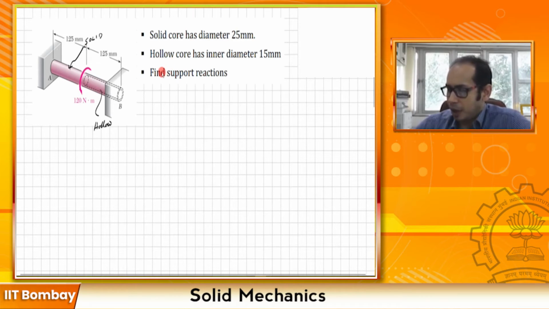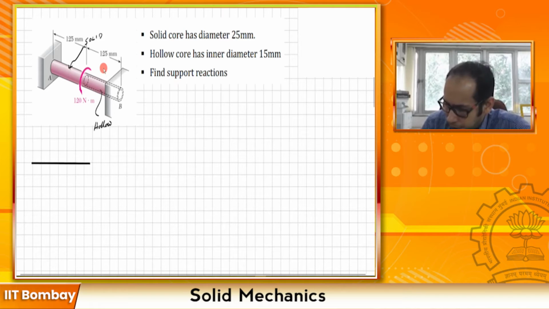So the question asks to find the support reactions. You are given the diameter of the solid core, which is 25 mm, and the hollow core has an inner diameter of 15 and an outer diameter of 25 that you have over here. Okay. So we are trying to find the support reactions. First, let's go ahead and draw the free body diagram for this entire member.